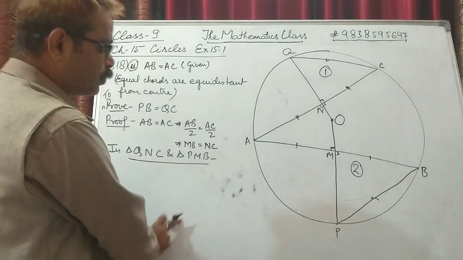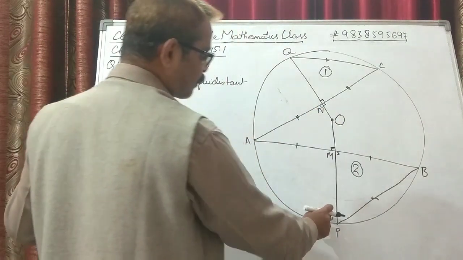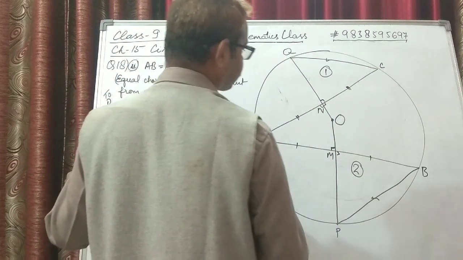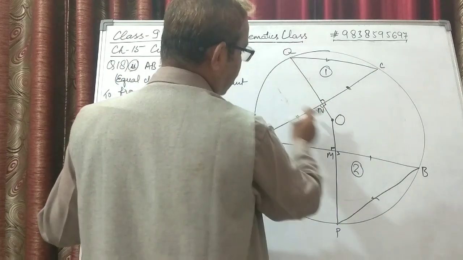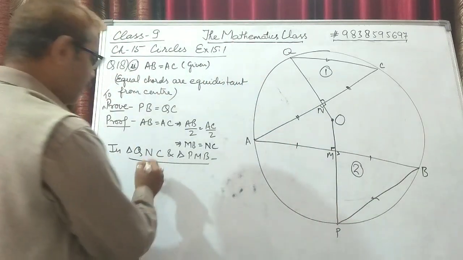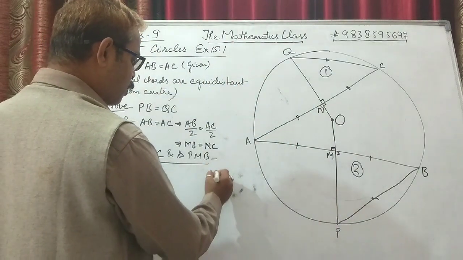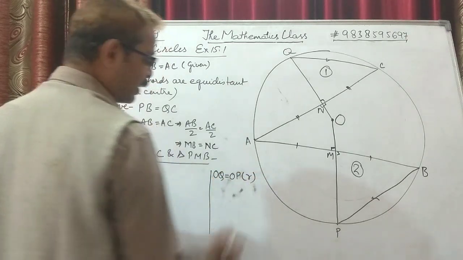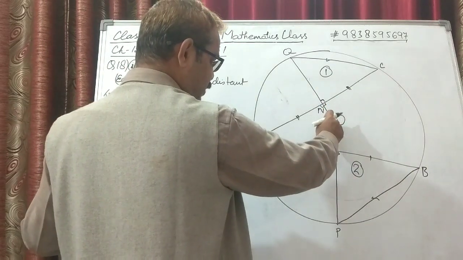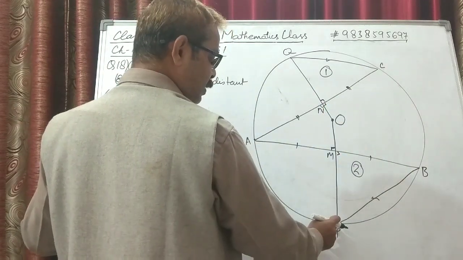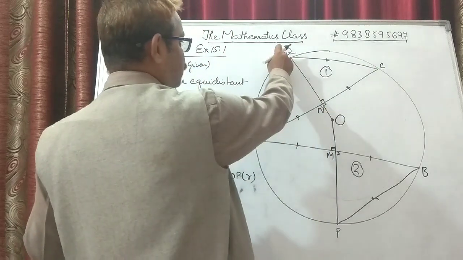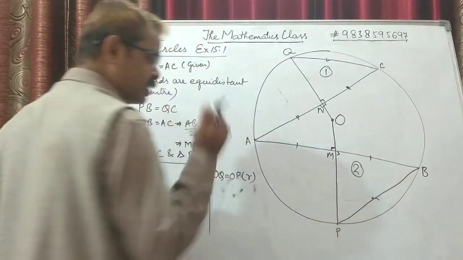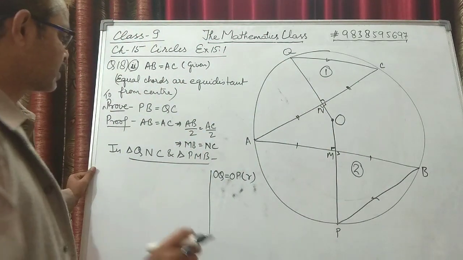One more thing I want to explain before I start with the proof. OQ and OP will be equal. Why? I am writing it here. OQ is equal to OP. Why? These are the radius of the circle, because from center to the circumference P is OP. It means it is the radius, and from center to the circumference Q, OQ, it is also the radius. So OQ and OP are equal.